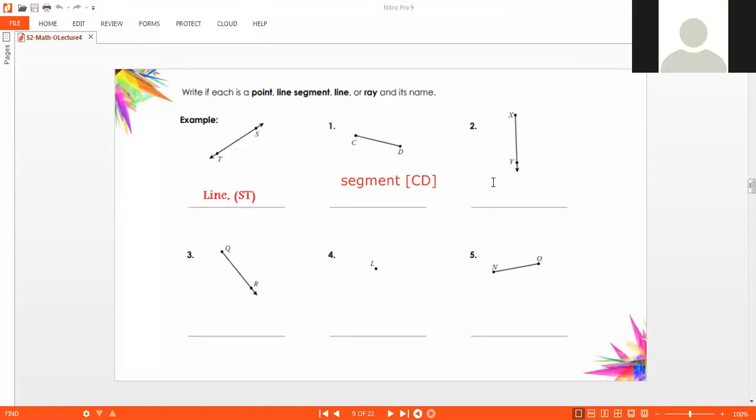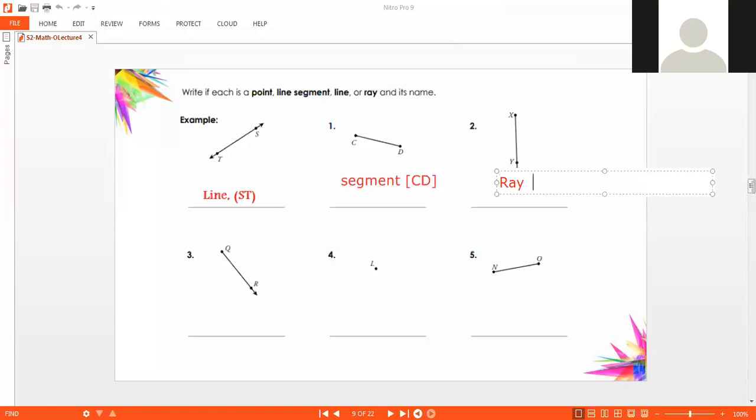Yalla Rawad. And number two. What's this? Number two. It is a... Is it a point? Is it a segment? Is it a line or a ray? Ray. Bravo, Rawad. This is a ray. What's the name of this ray? XY. Or YX, very good.